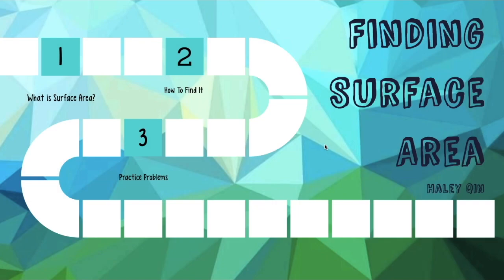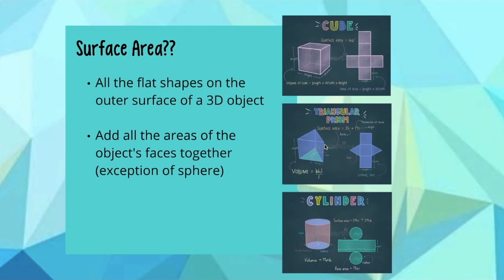Hey everyone, today we are going to be learning about how to find the surface area of a geometric shape. First, before we start, let's see what surface area is. Surface area is all the flat shapes on the outer surface of a 3D object.